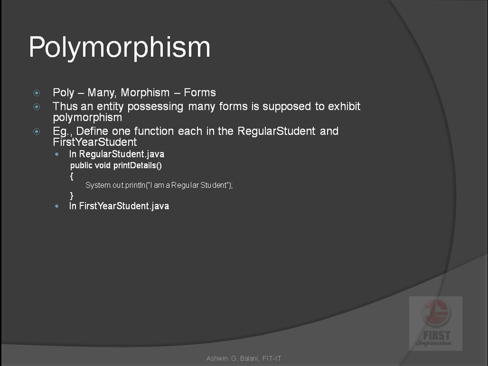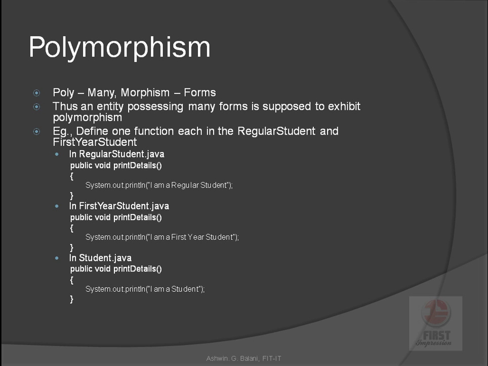Let's define one more function in the first year student class with the same name. We have public void print details system.out.println I am a first year student. In student.java, let's have the same function print details and we'll say I am a student. So in all the three classes we have the same function with the same name, but it has a different implementation. Means in the student class we have print details that prints something. In first year student we have print details that prints something else, and in regular student we have print details that prints something else as well.